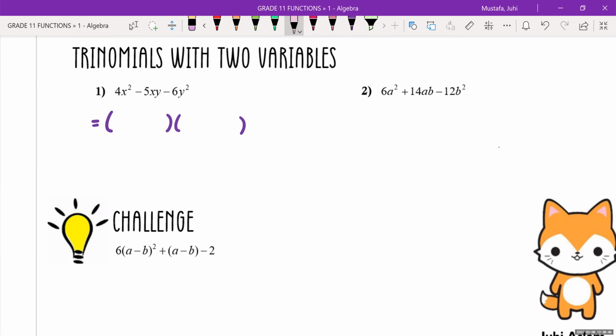All of the factors of 4 are 1 and 4 and 2 and 2. All of the factors of 6 are 1 and 6 and 3 and 2. Now, this is an interesting question because look what happens. If I choose the two closest numbers, I'm going to pick 2 and 2. So I'm going to put a 2x here and a 2x here.